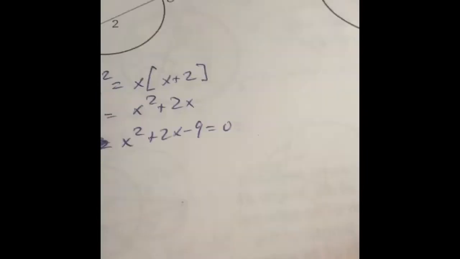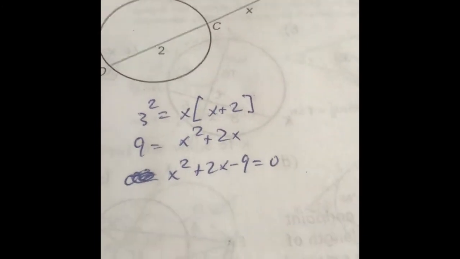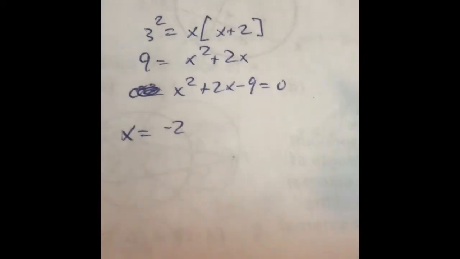Oops, and equals 0 there twice. x squared plus 2x minus 9 equals 0. And that is definitely not factorable, so we're going to go ahead and do the quadratic formula for that one. So x is equal to opposite b. You can just pause the video right now probably and get this done.